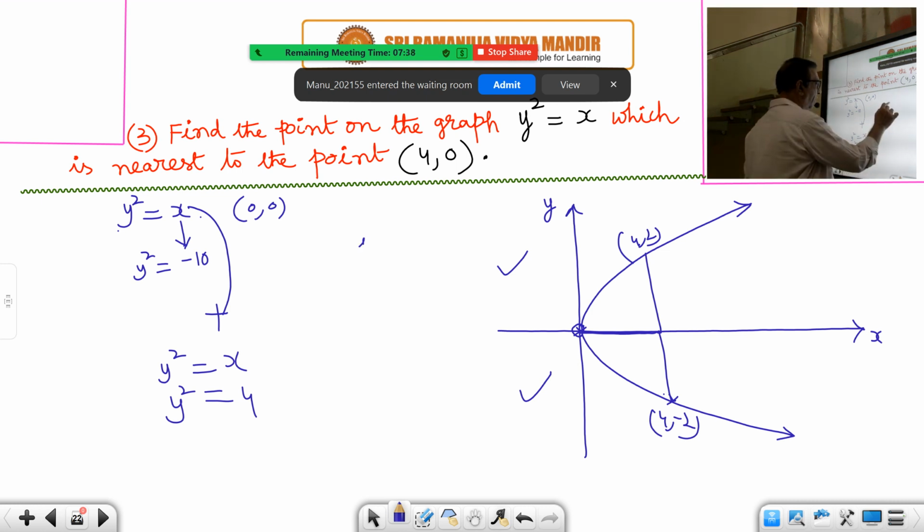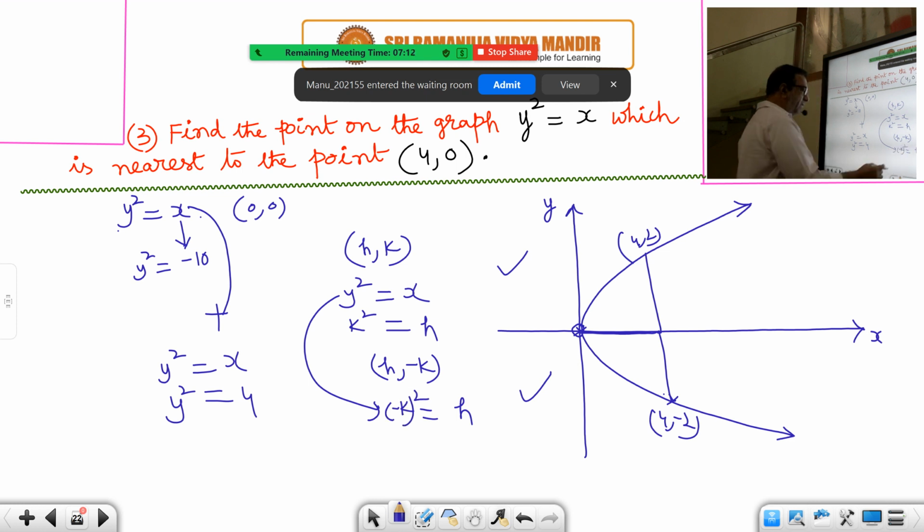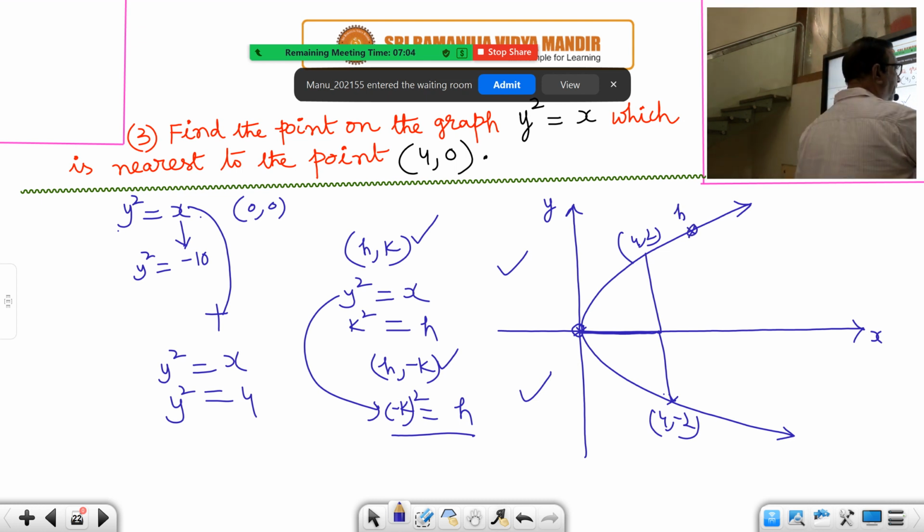Because if (h, k) satisfies the curve, you put in the equation h in place of x, k in place of y. Then (h, minus k) also will satisfy the equation, because in place of x I can put h, in place of y I put minus k whole square. K square or minus k whole square, both are same. So if (h, k) is there on the curve, (h, minus k) also will be there on the curve. So for (h, k) on the curve, (h, minus k) is the reflection in the x-axis.